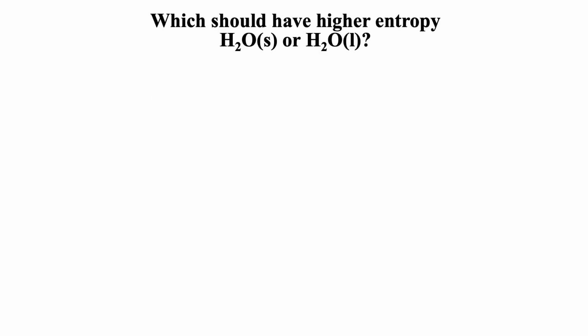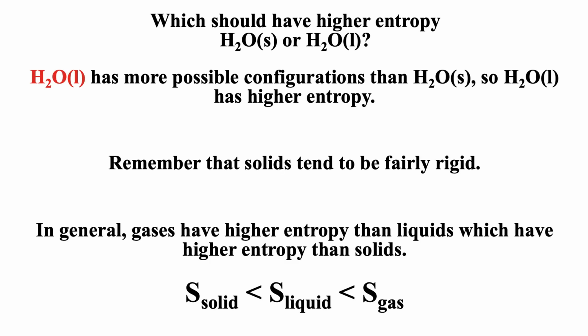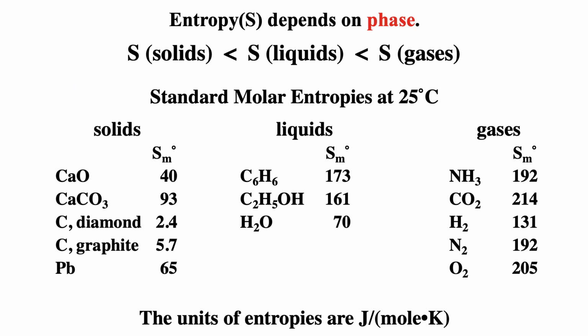So which should have a higher entropy, ice or liquid water? It should be liquid water. For a compound, again, the gas will always have the highest entropy, and the solid will always have the lowest entropy. Now you can see sometimes where a liquid will have a lower entropy than a solid. Here in our list we have liquid water having an entropy of 70 versus calcium carbonate, which has 93. But for a single compound, the gas will always have the highest entropy and the solid will always have the lowest entropy.